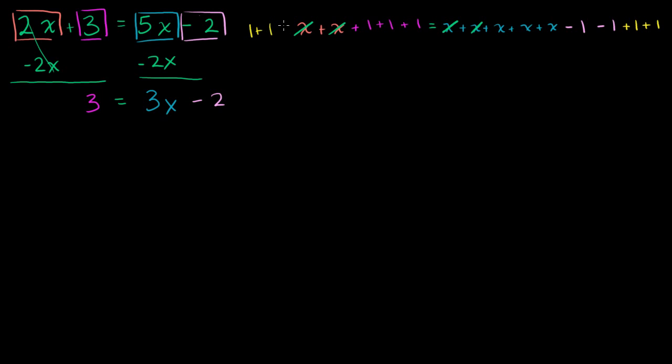Plus 1, plus 1. What happens? Well, let me do it over here as well. So we're going to add 2. We're going to add 2. So what happens to the left-hand side? 3 plus 2 is going to be equal to 5.